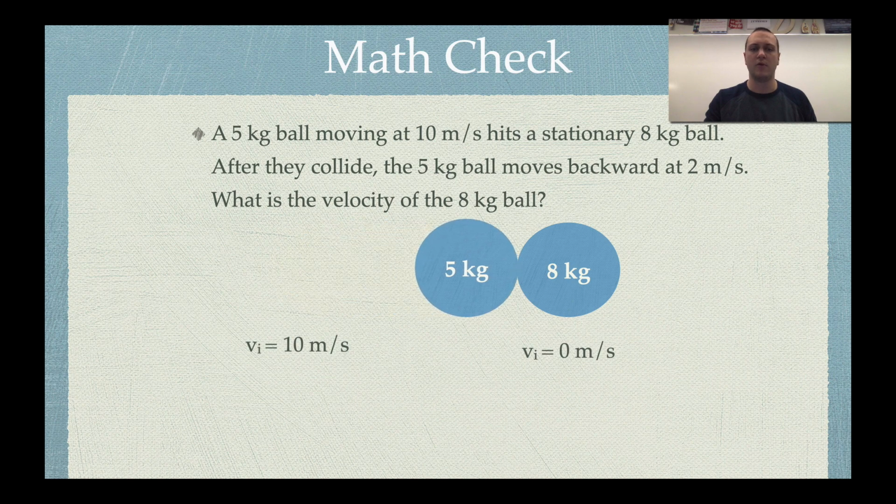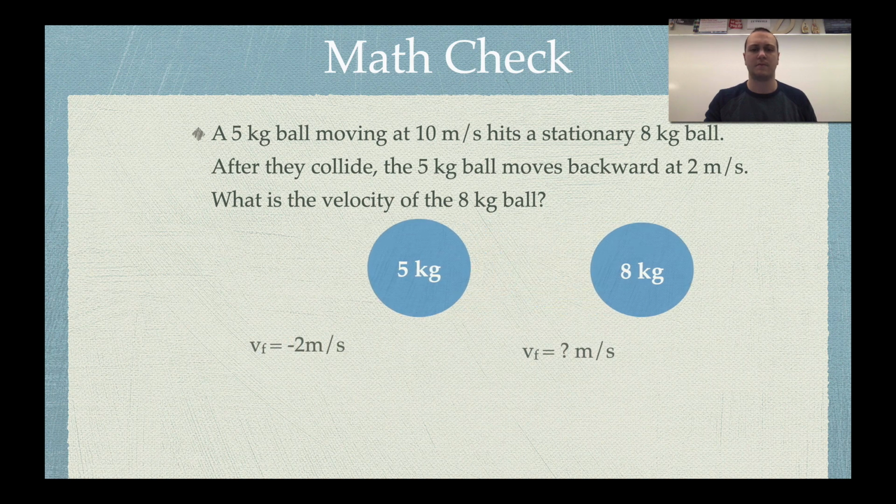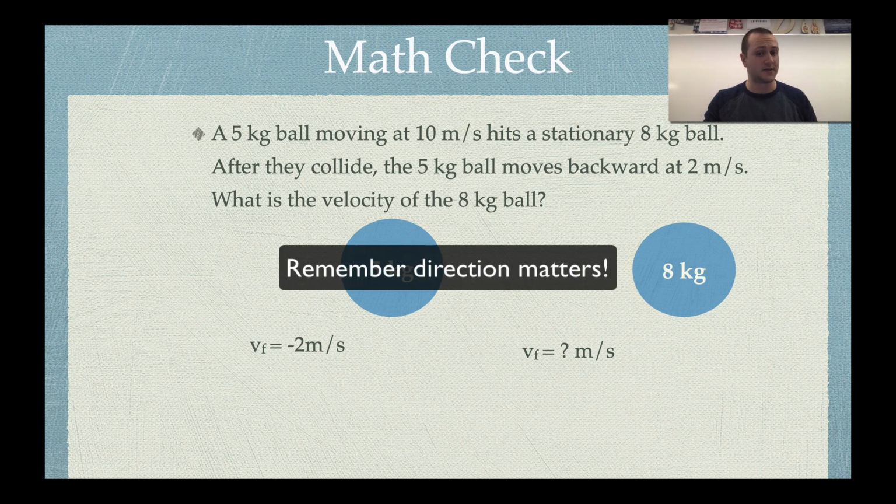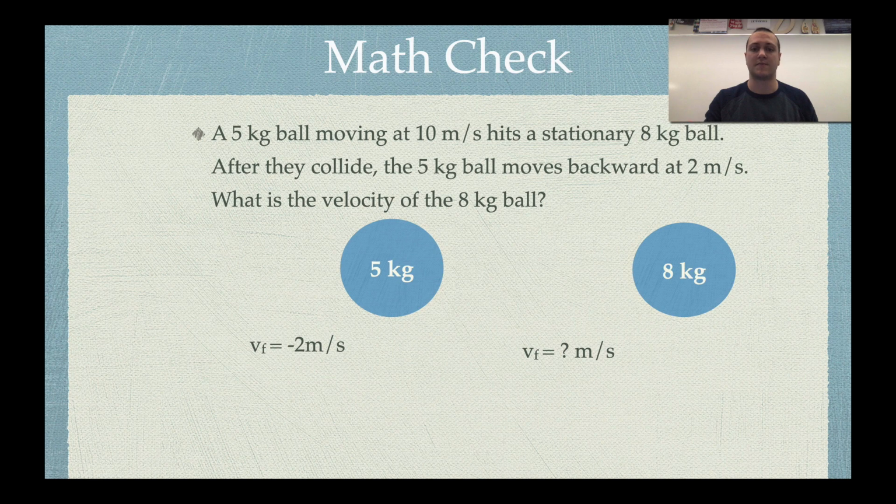Here's what this looks like. 5 kilogram ball moves, we make contact. Initial velocity of 10 and 0 respectively. Post-collision, the 5 kilogram is moving at now -2 meters per second because it bounced backwards. The 8 kilogram ball is moving at some speed. Please go ahead and find this speed. Pause the video and then come back and make sure that you have the correct response.